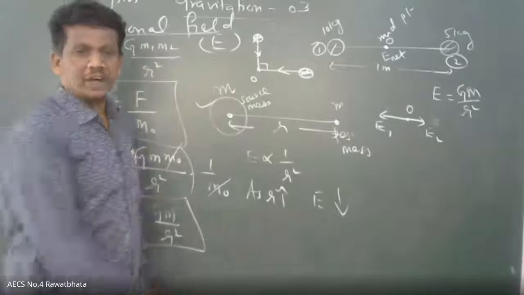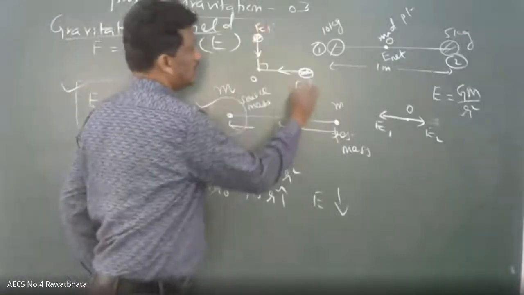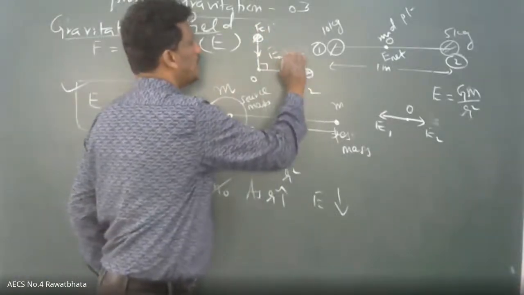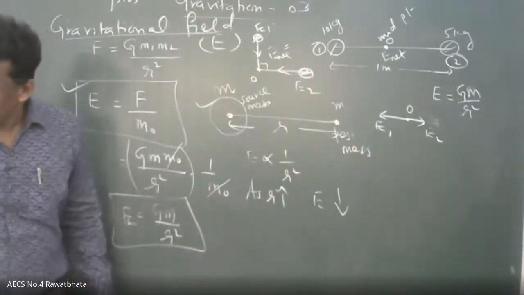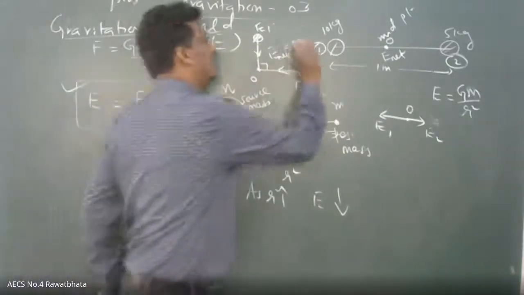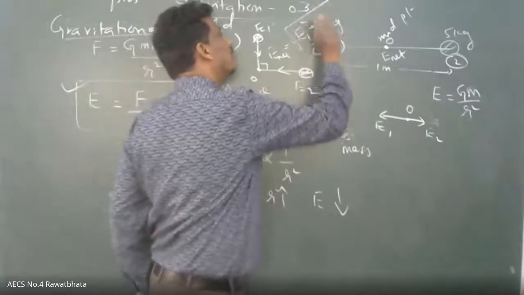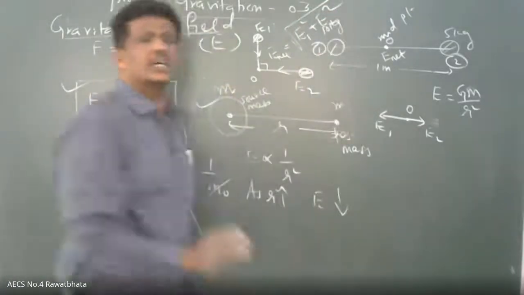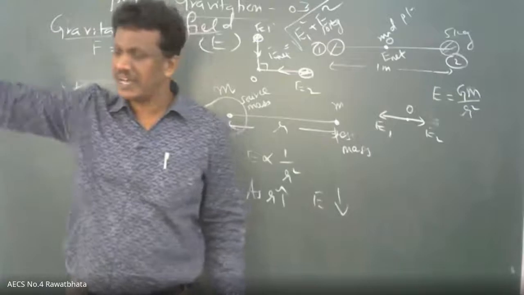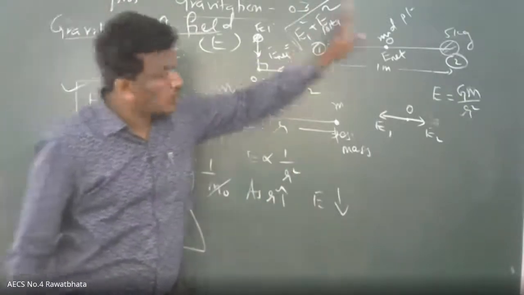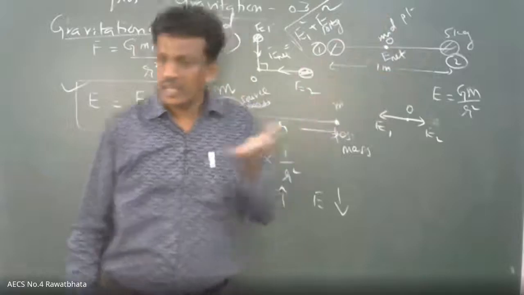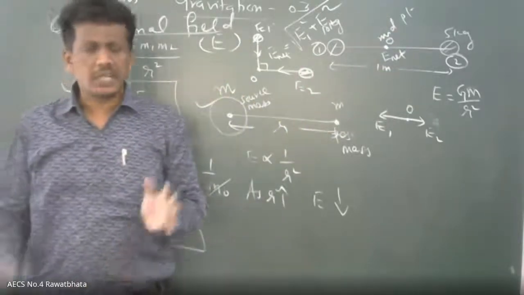Perpendicular. How to find it? Suppose this is E1 and this is E2. What is E net? Very good. E net equals the square root of E1 square plus E2 square plus 2 E1 E2 cos theta. Theta is 90, cos 90 is 0. That's all. That's why I'm telling you, for any question, which chapter are we using here? The vector chapter. Vector is that much useful.